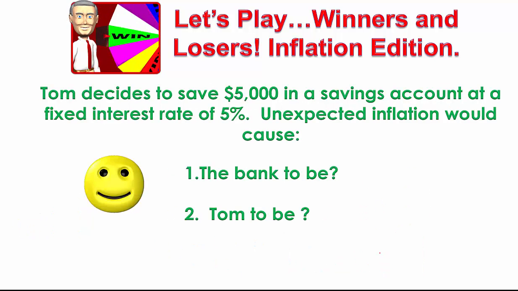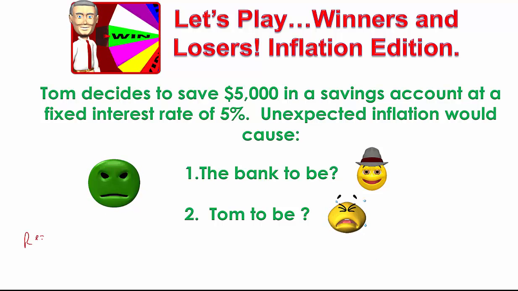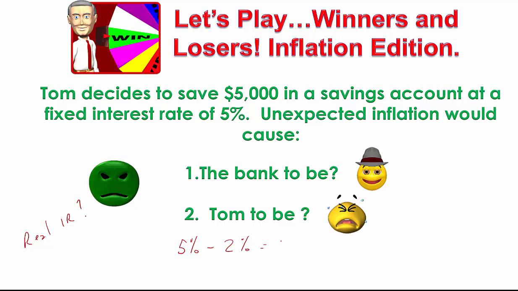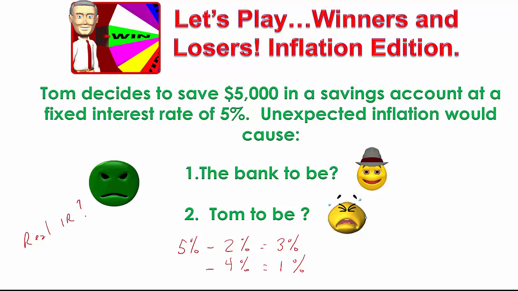Let's do another one. Tom decides to save $5,000 in a savings account at a fixed interest rate of 5%. Unexpected inflation would cause, let's see, the bank to be happy and Tom to be sad. Again, we have to consider the real interest rate. If he's putting it in at 5% and we expect inflation to be 2%, that means Tom is expecting to earn 3%. If, however, inflation comes in higher, let's say it's 4%, now Tom is only earning 1% and the bank is now only paying 1%, which is making them happy.